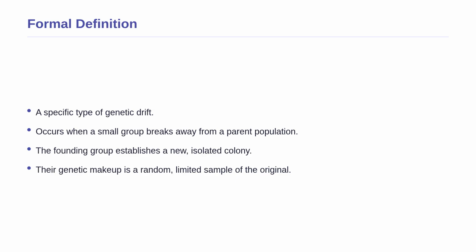Now that we have a mental picture from our jelly bean analogy, let us look at the formal biological definition. The founder's effect is a specific type of genetic drift. It occurs when a very small number of individuals break away from a much larger parent population to establish a new colony. Because this founding group is so small, they do not carry all the genetic variation of their ancestors.